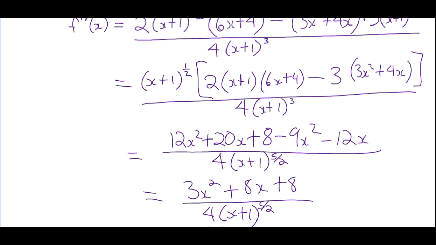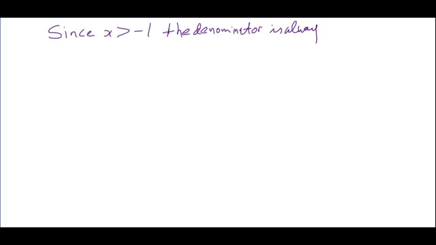And what does it turn out? So let's do this. Since x is greater than -1, the denominator is always positive. So that leaves us to wonder about 3x squared plus 8x plus 8, right? What does that look like? And we can't graph it. But we do have ways. And so I'm going to say this.